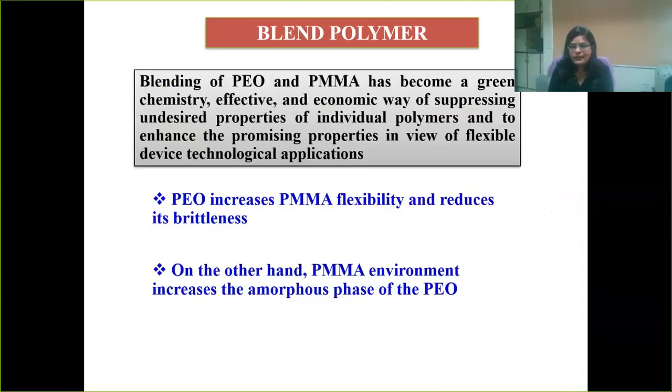Because each polymer has some advantages and some disadvantages, being a researcher, in this new area blending of polymers is becoming popular so that we can acquire the advantages of individual polymers in one matrix. Blending of PEO and PMMA has become a green chemistry, effective and economic way of suppressing undesired properties. We can suppress the brittle nature of PMMA by blending it with PEO, and on the other hand, PMMA increases the amorphous phase of the PEO, which is a main requirement to enhance the ionic conductivity. Next, sir.